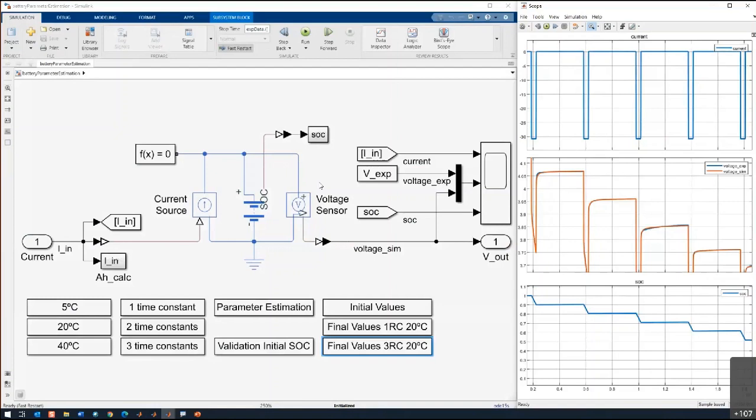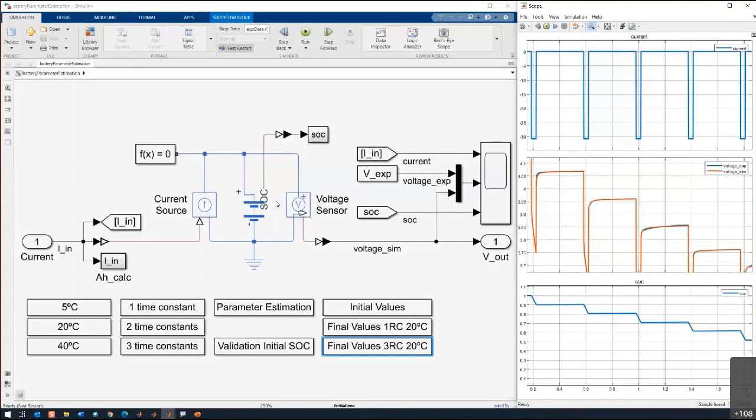So if in the future you feel yourself in the need to do something like this, please let us know if you need any help, and we'll be very happy to take a look at your project and your battery cell data, and we might be able to give you some advice.